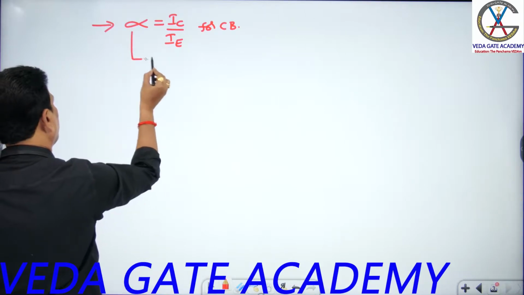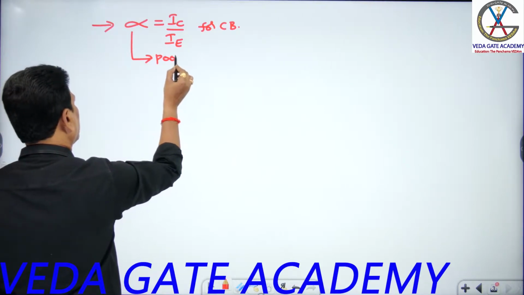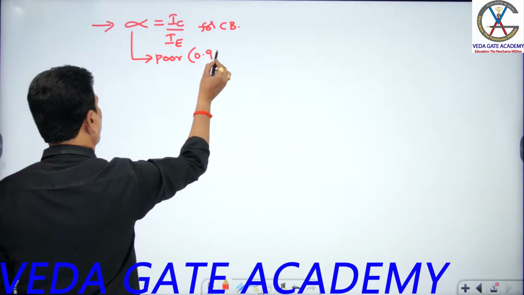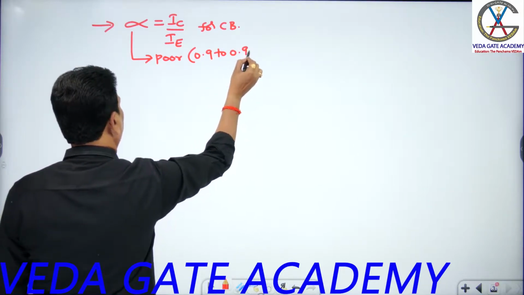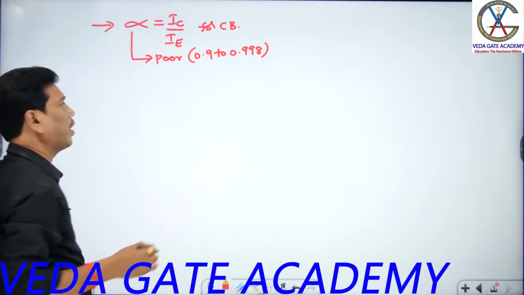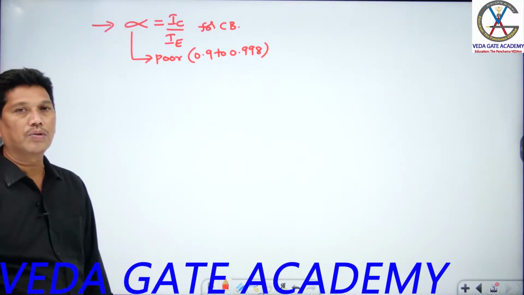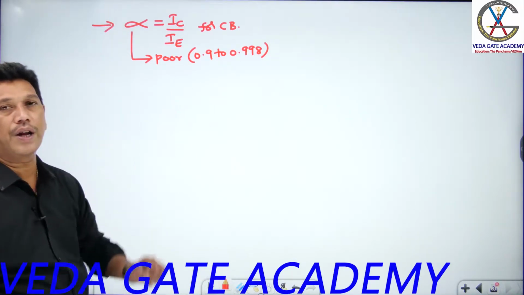So this alpha is poor, you know. It is around 0.9 to 0.998, students. Okay. So that is very poor, you can call. So a common base transistor has a poor current gain, you know.